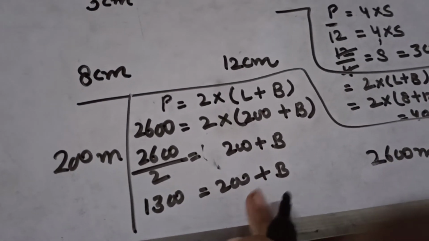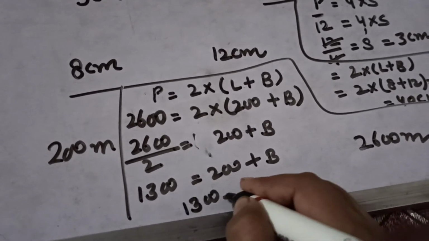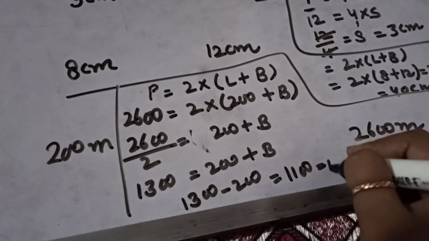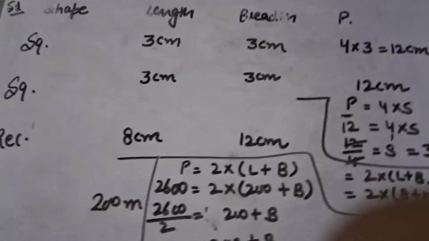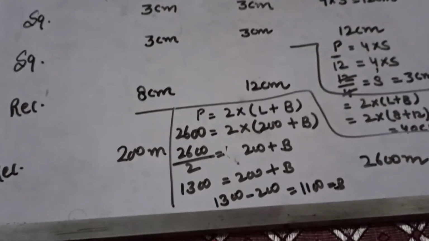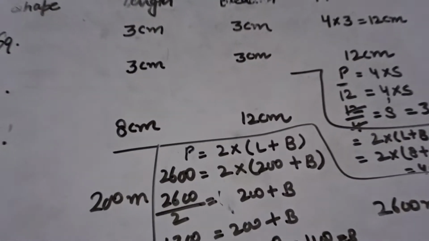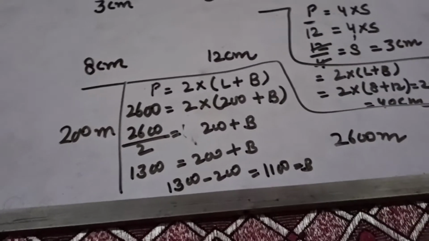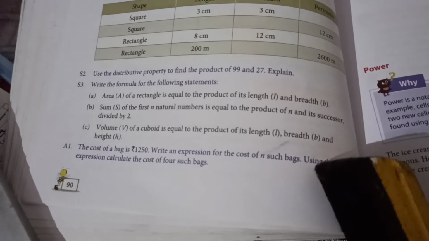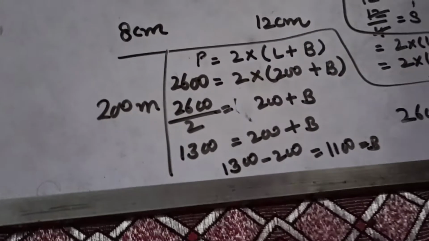This side, this 200 in plus, so I will take this 1300 minus 200 and it is equals to 1100 equals to B. So the value of breadth is 1100 meter. Clear these? After this, the next question S2 is, use the distributive property to find the product of 99 and 27.